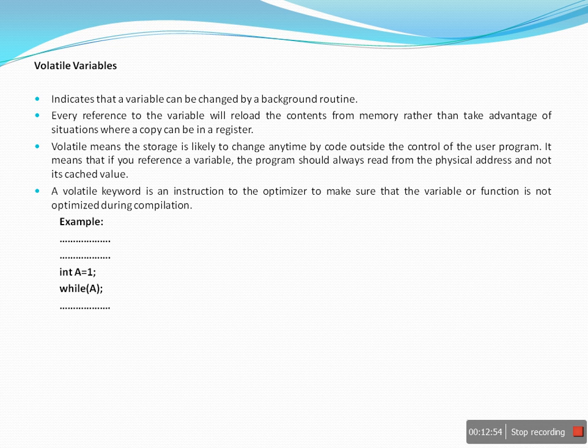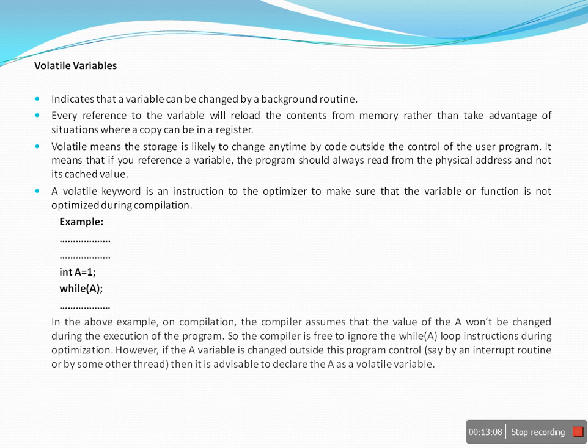So we are taking one example. A volatile keyword is an instruction to the optimizer to make sure that the variable or function is not optimized during compilation. For example, suppose you are taking integer a equals 1, while a. In the above example, on compilation, the compiler assumes that the value of a won't be changed during the execution of the program. So the compiler is free to ignore the while a loop instruction during optimization. However, if the variable a is changed outside this program's control, say by an interrupt routine or by some other thread, then it is advisable to declare a as a volatile variable.